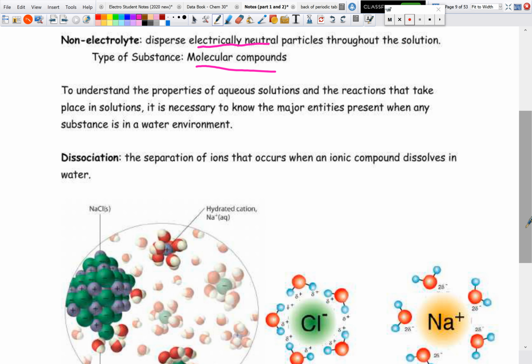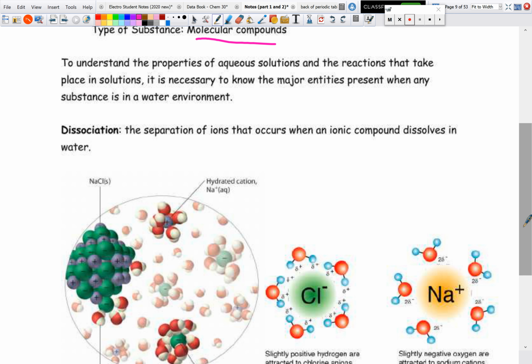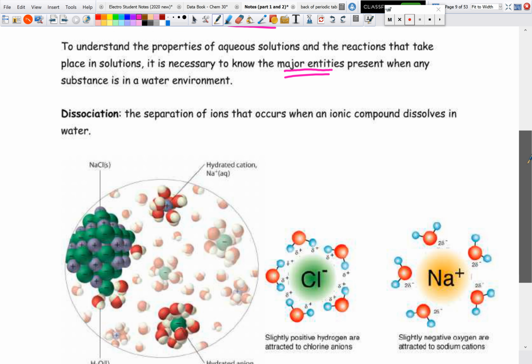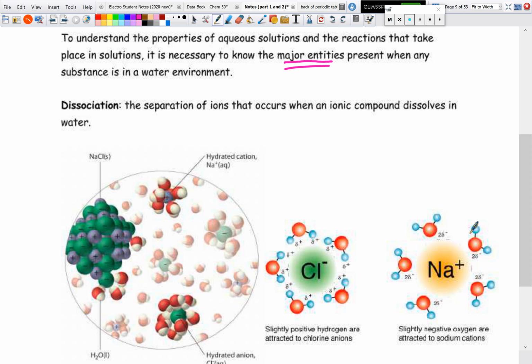Of course, to understand properties of aqueous solutions and the reactions that take place in solutions, it is necessary to know the major entities that are present when a substance is in a water environment. So just a few terms to get out of the way. First, one of the ones we're going to be looking at right now is something called dissociation. This is the separation of ions that occurs when an ionic compound dissolves in water.